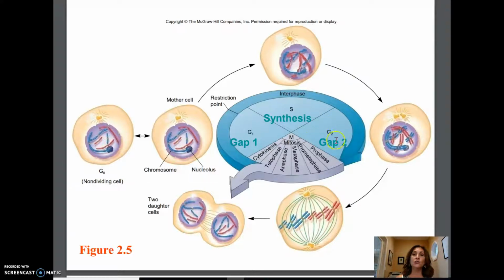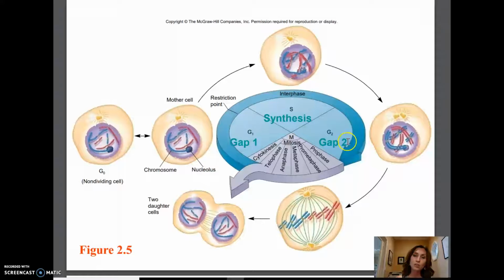During gap 2, I should say first, all the new DNA that was synthesized is checked for spelling errors, okay? Checked for mutation. And if mutations are found, those mutations are fixed. Our cells are really good at fixing mutations. The fact that we even get any mutations is actually kind of crazy, but we'll talk about that another time.